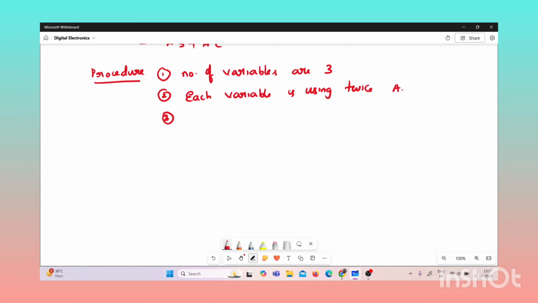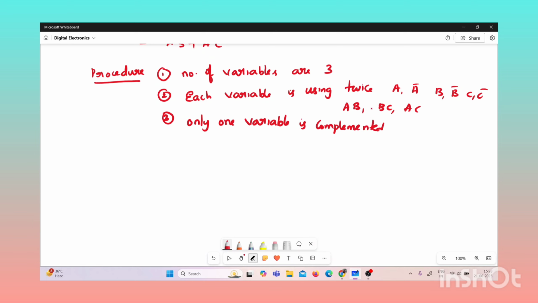That means A, A bar, B, A bar, C, C bar. These are the possible. So the possible combinations are AB, BC, AC. If you observe these three terms, each variable is used twice. Here A is used in this term and this term. Similarly, B is used in these two terms and C is used in these two terms. That means each variable is used twice. And after each variable is used 2 times, only one variable is complemented.